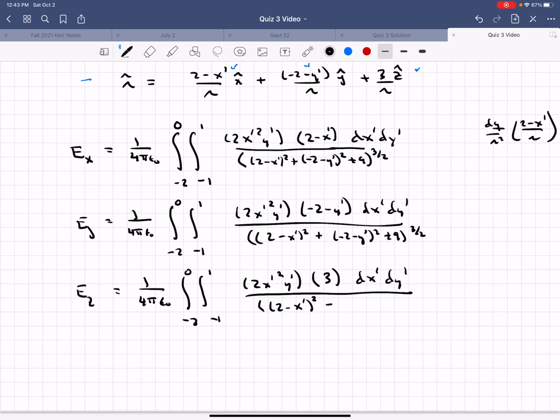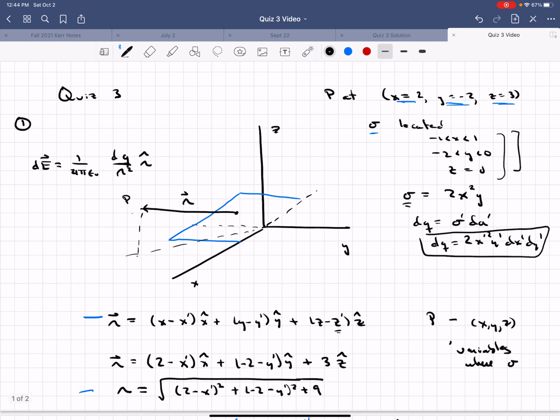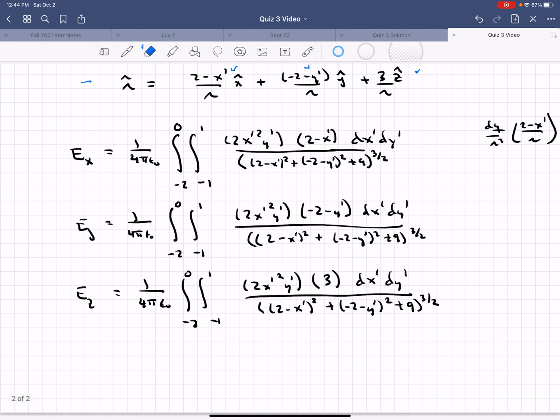And when I do so, the x primes and y primes in the bottom and the top will all drop because we're doing definite integrals over them. And those are the 3 integrals that I would need to do in order to compute the electric field at this point, P, which was located at 2, -2, 3, for the sigma in the blue region. And the blue region is showing up in the limits of integration. The x, y, and z components are showing up in terms of how I made use of r hat, and I'm integrating over where the charge is located.